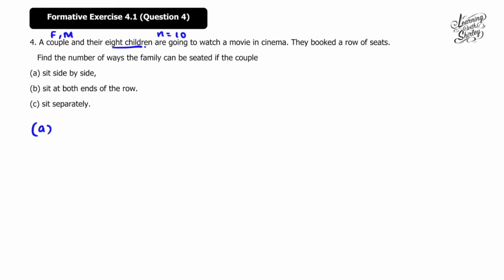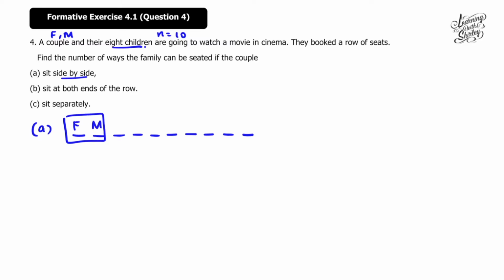So here I'm going to draw 10 spaces because there are 10 members here. So it'll be 1, 2, 3, 4, 5, 6, 7, 8, 9, and 10. And then they say that the father and mother sit side by side, which means that father and mother must be together.